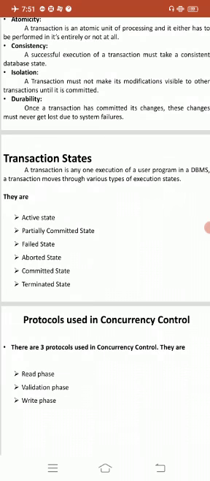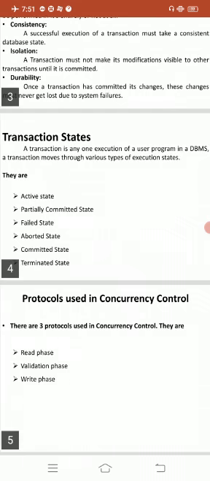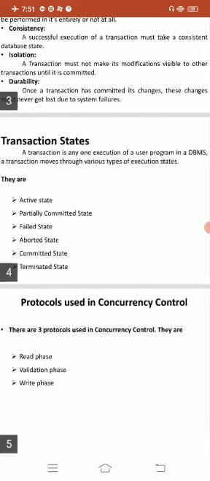Next, the very important topic is transaction states. What are transaction states? What is meant by a transaction state? Why do we use transaction states? And what protocols are used in transaction states? These are very important here. So what is meant by transaction state?